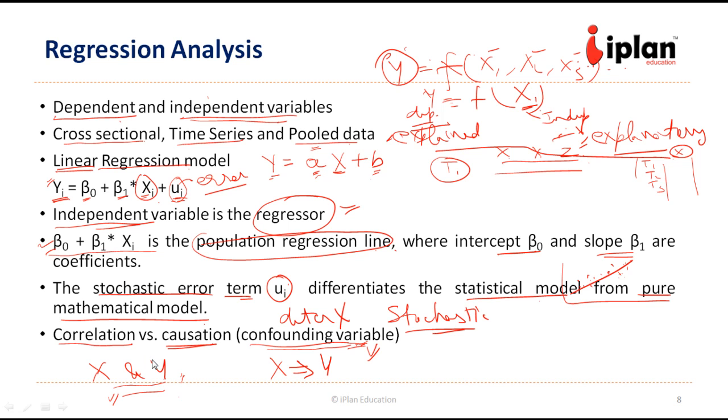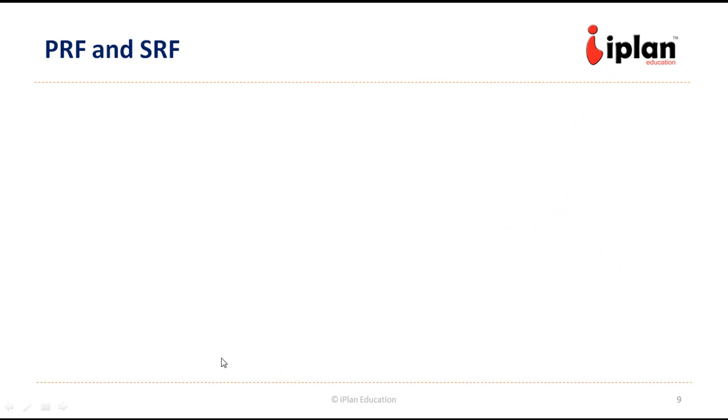So we need to be very careful that high positive or negative correlation does not indicate any causation. There have to be separate tests for that. Now let us get into details of this regression analysis. We have two regression functions, the population regression function and the sample regression function.